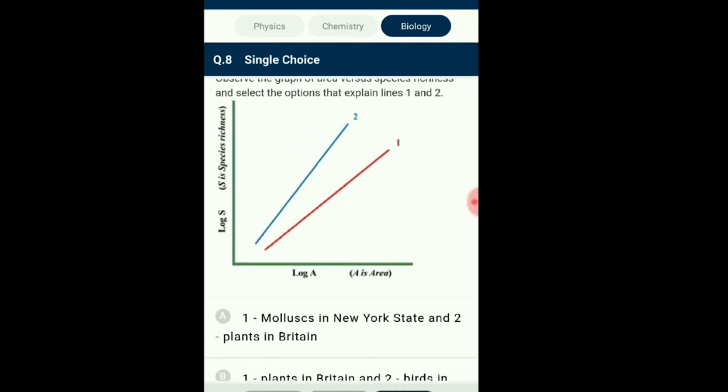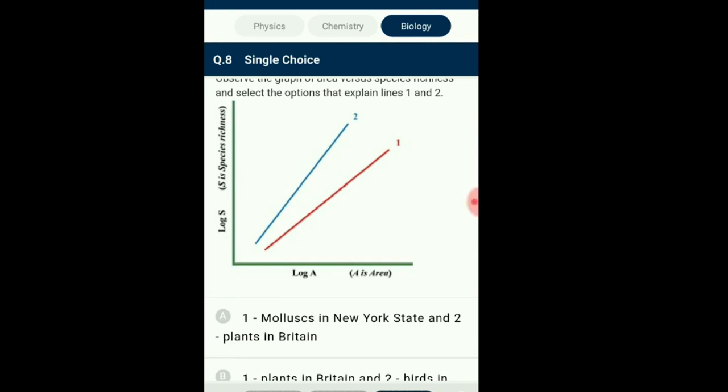The relationship is a straight line described by the equation log S equals log C plus Z log A, where S equals species richness, A is area, Z is the slope of the line or regression coefficient, and C is the Y intercept. Ecologists have discovered that the Z value is in the range of 0.1 to 0.2 regardless of the taxonomic group or the region, whether it is plants in Britain, birds in California or mollusks in New York State. But if you analyze the species-area relationship among very large areas like the entire continent, you will find that the slope of the line is much steeper.